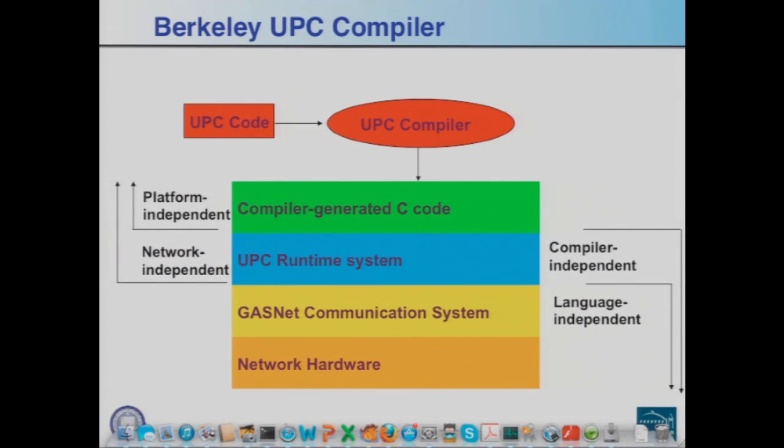And the UPC runtime system is compiler independent. That UPC runtime system is also used by Intrepid, this blue part here. Underneath that, really the bulk of what's in the runtime system is this communication layer called GASNet.